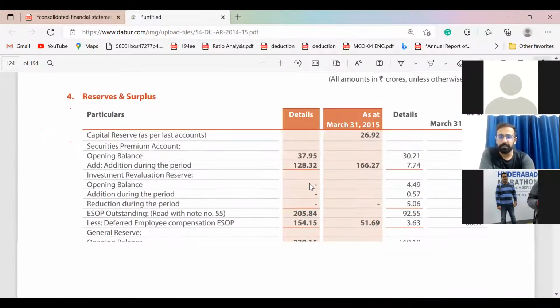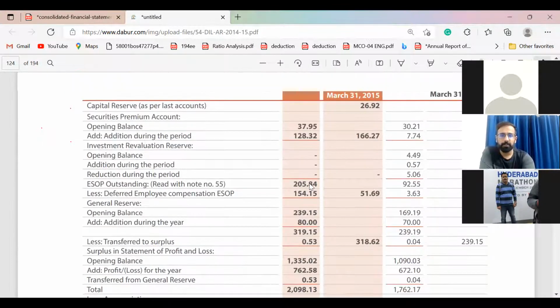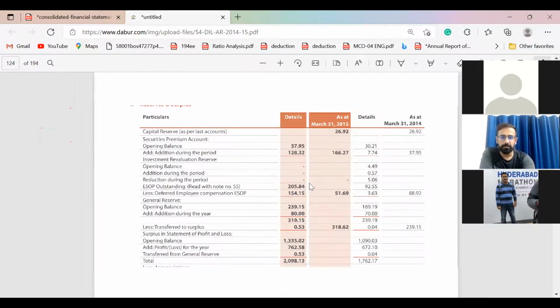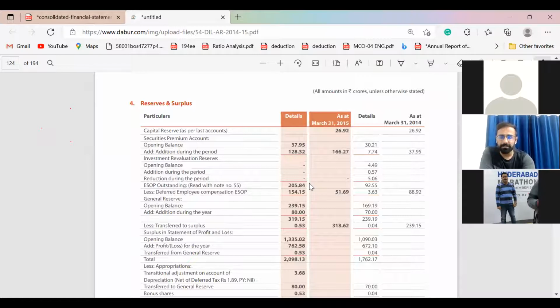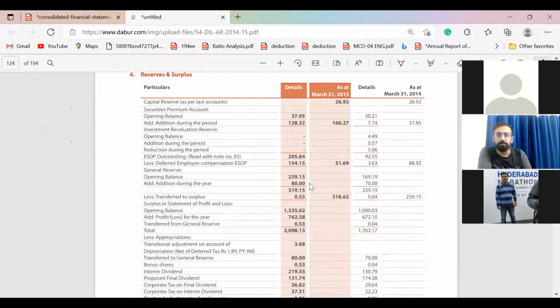Yeah, you can see here reserve and surplus account is given, right? So reserve and surplus account for the year 2015 is given. We prepare reserve and surplus account. Hopefully you know this thing.